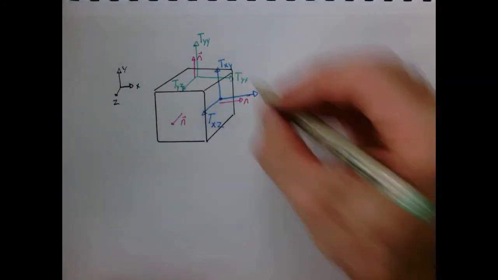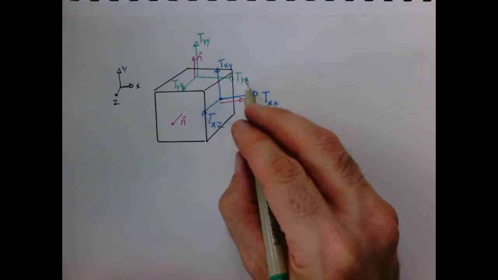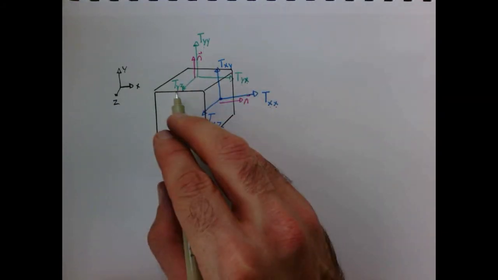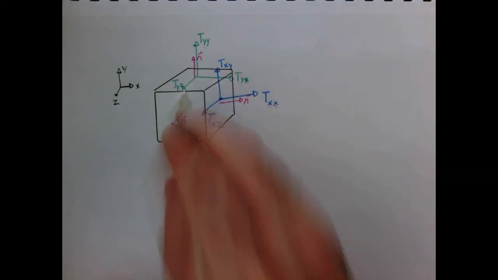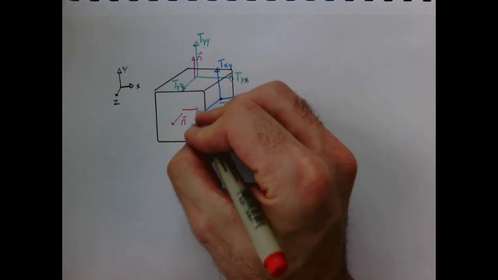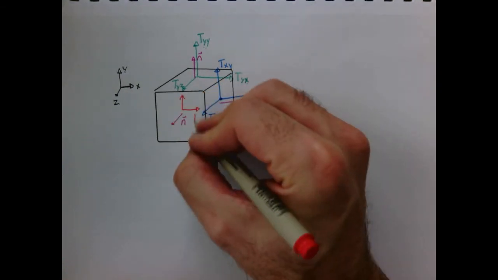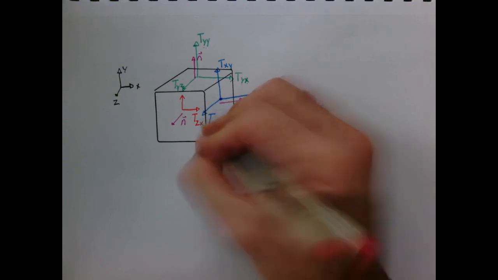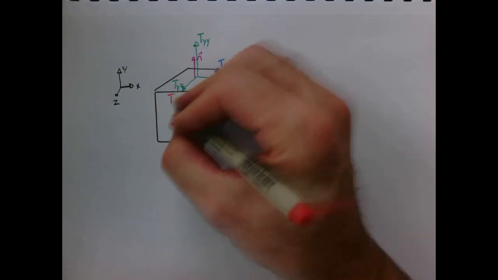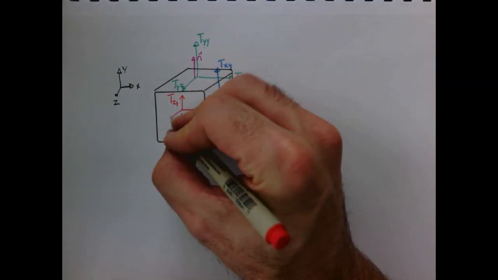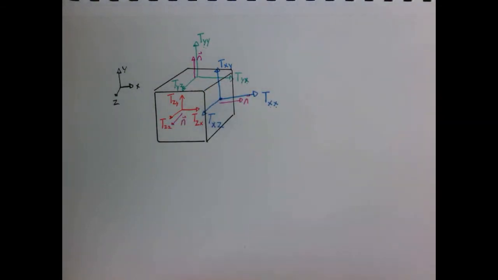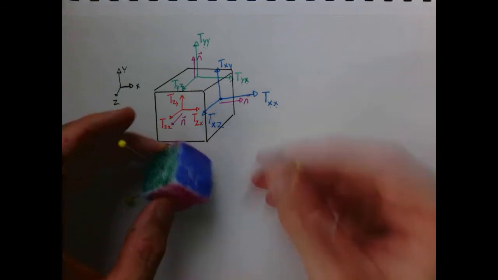And then likewise, I have TYX and TYZ. So these are all acting on the Y face, so the first index is Y, and X, Y, and Z forces. And then finally, I think you get the idea, but let's go ahead and draw it out. We have this face as well. So I have TZX, so it's the Z face, X component of the force, TZY, and TZZ.